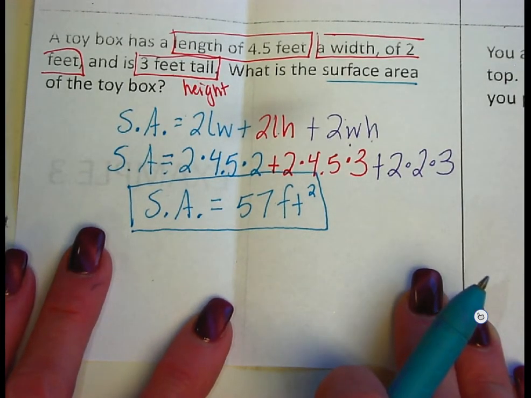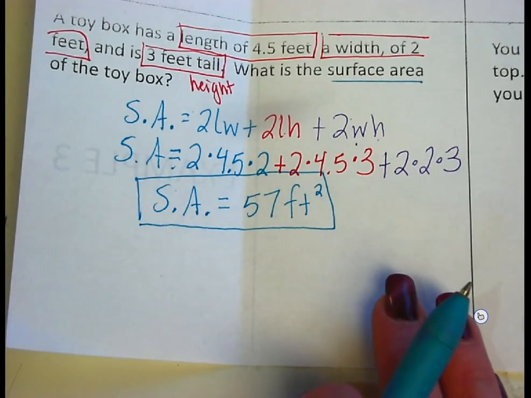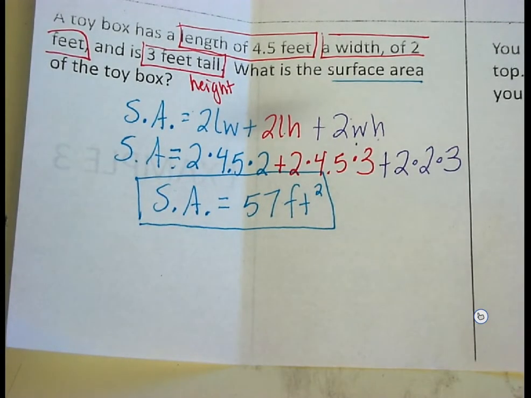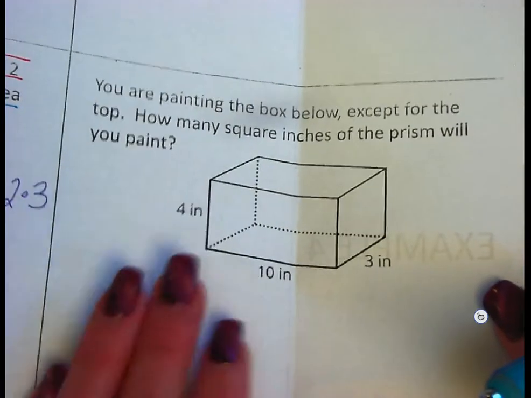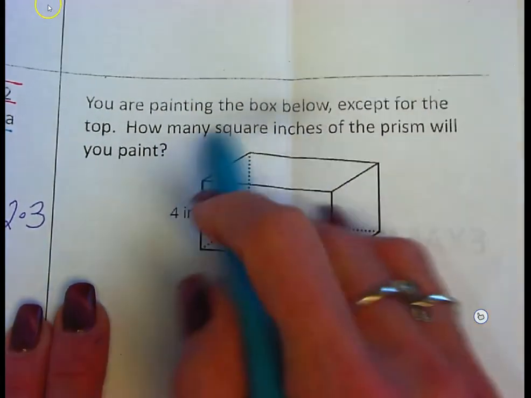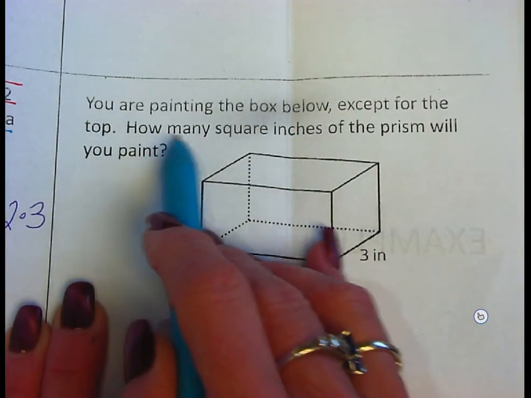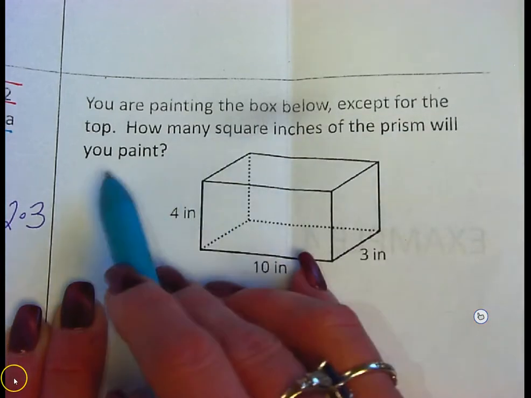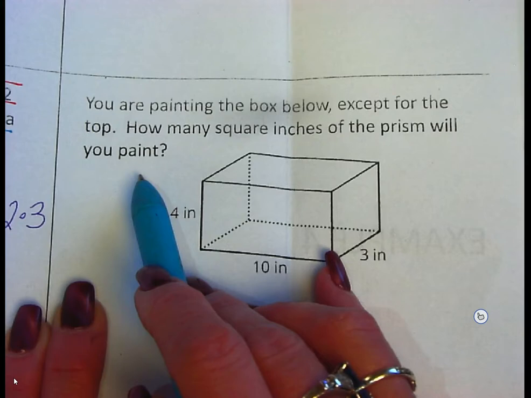And what we're going to do is I want you to look at that problem, and I want you to figure out how you're going to solve it, and then I want you to compare in your groups. So we've got one more problem here. You're painting the box below, except for the top. How many square inches of the prism will you paint? So we're going to pause the video.